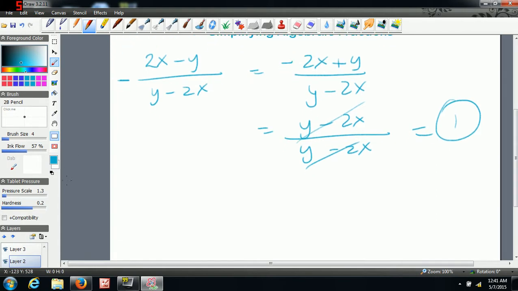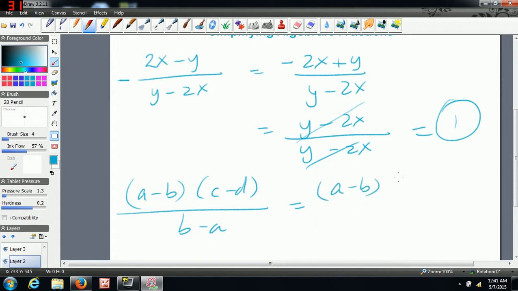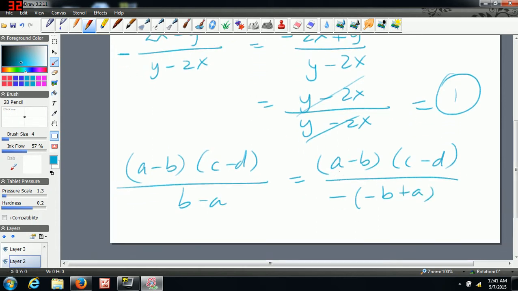We can do another example. So say we have a minus b over b minus a times c minus d, we want to simplify this algebraic fraction. What I'm going to do is see if I can get this bottom to be the same as this one. So I'm going to just rewrite the top for a second. And then, so let's see here. Maybe if we pull out a negative from the bottom, then we'd be left with negative b plus a. So I'm factoring out a -1. And then if I rearrange this one here, it's actually the same as a minus b.